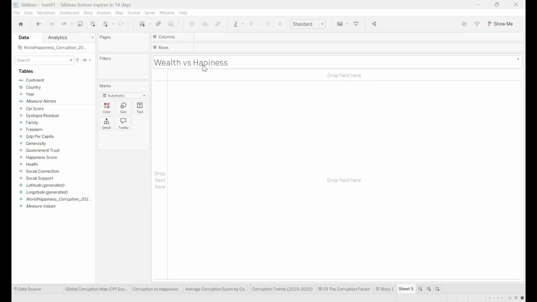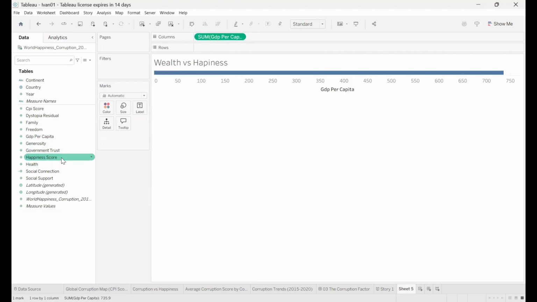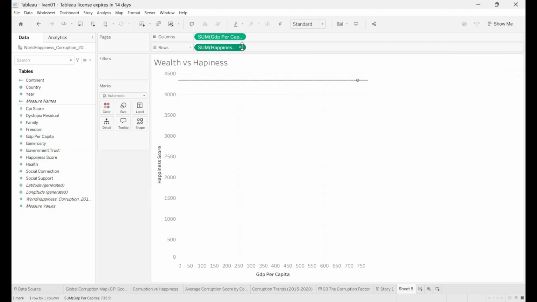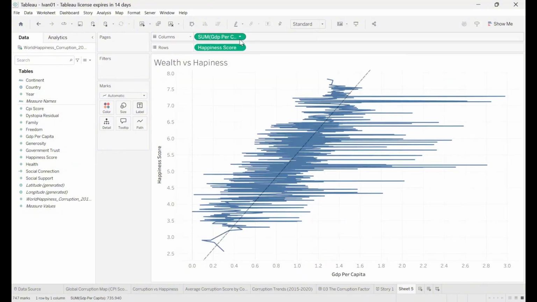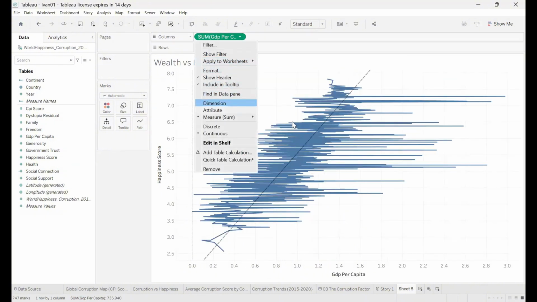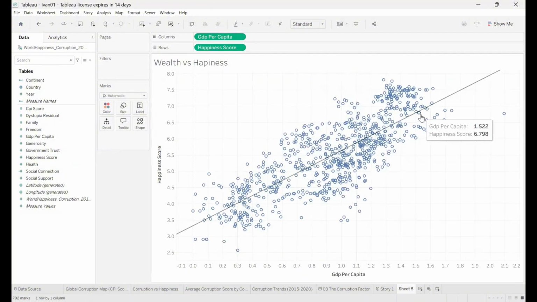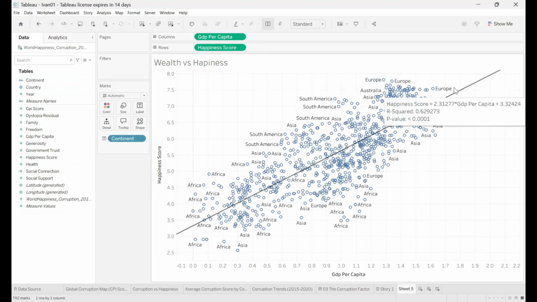We will look at the relationship between wealth and happiness, so we put GDP first and the happiness score, both as dimensions. We can see a line trend between them: the higher the wealth, the higher the happiness. We put the continent first with the level, so we can see mostly Europe has the highest GDP and highest happiness, whereas Africa is vice versa, and then the country with the color.